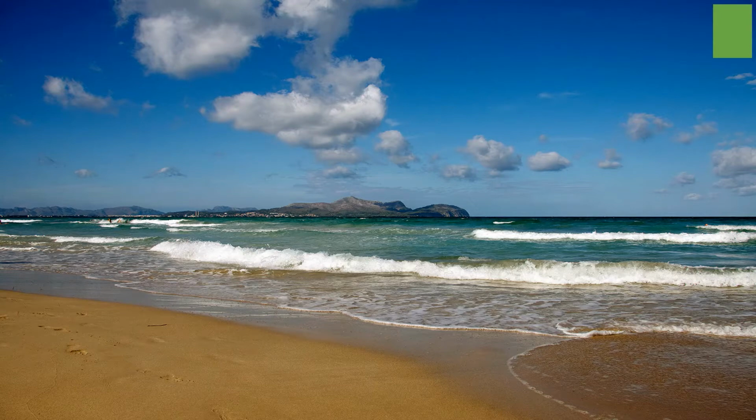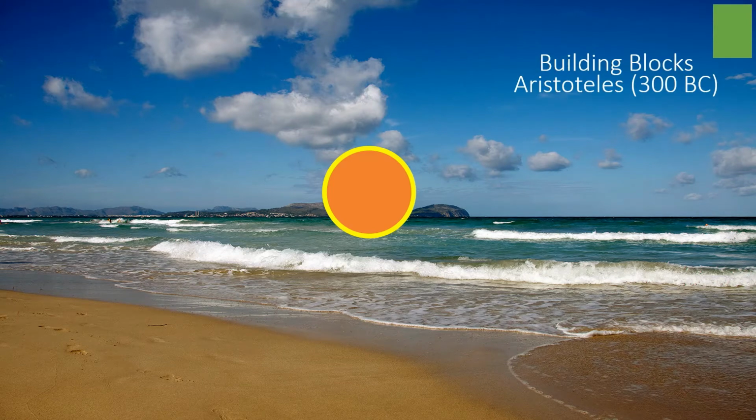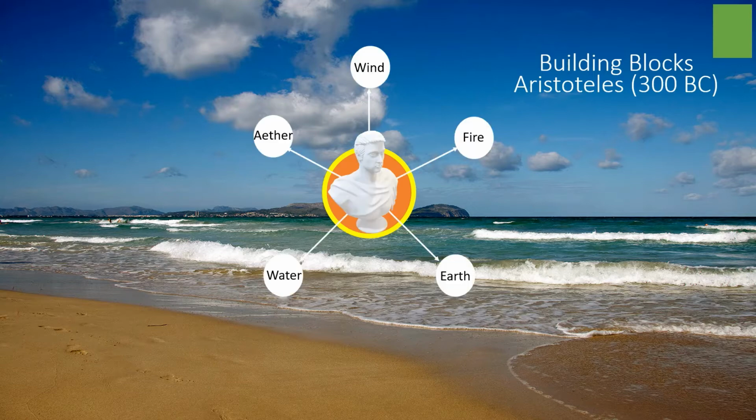Now, the historic development of the idea of the building blocks of matter started with the Greek philosopher Aristotle around 300 BC. He supposed that the substance that makes matter comes from four elements or five elements, which are wind, fire, earth, or water. And anything not belonging to these four would surely belong to the ether, which is the stars and the planets outside the Earth's atmosphere.